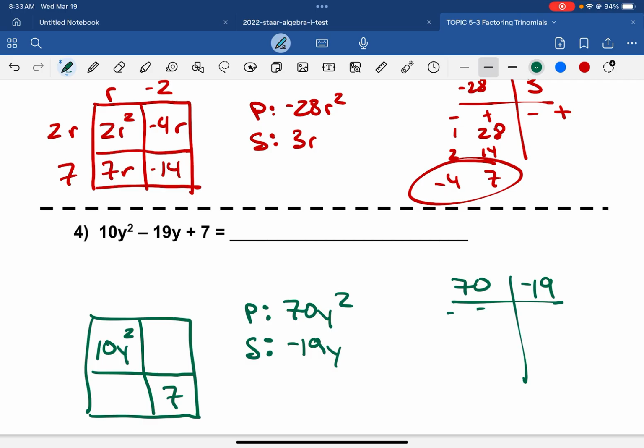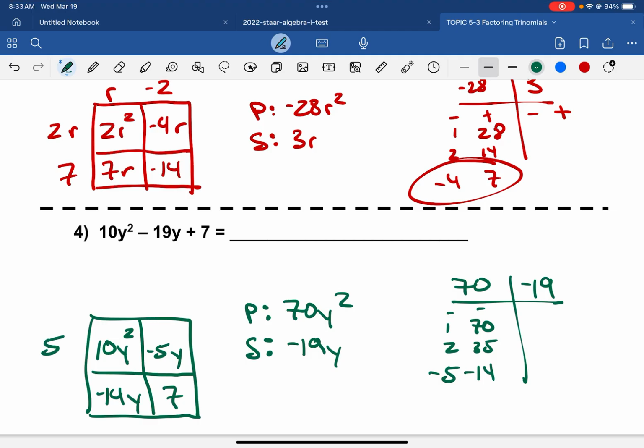Okay, so you go through your factors. So 1 and 70, 2 and 35. Okay, 3 doesn't go into it, 4 doesn't go into it, 5 goes into it 14 times. So 5 and 14 adds to 19. So my numbers are -5 and -14. So I have -5, put a y, and -14, put a y. The box is filled, factor it.